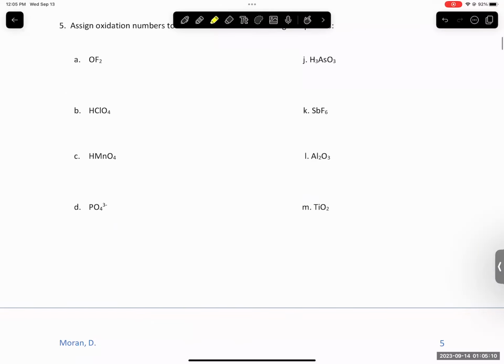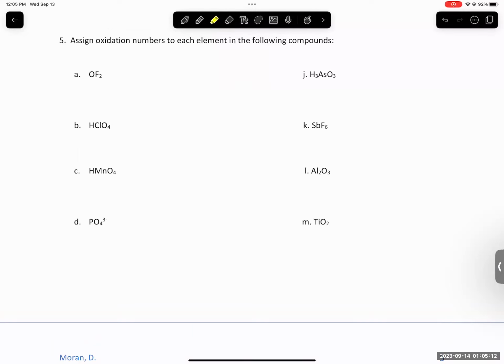Well, let's start with assigning oxidation numbers, because if you can assign oxidation numbers, then it makes identifying the oxidizing and reducing agents easier. So we're going to practice with assigning oxidation numbers. There's a couple of rules when it comes to oxidation numbers that generally hold true.